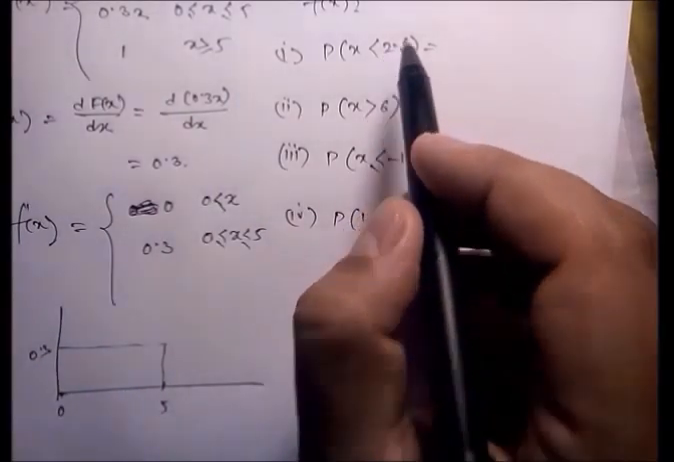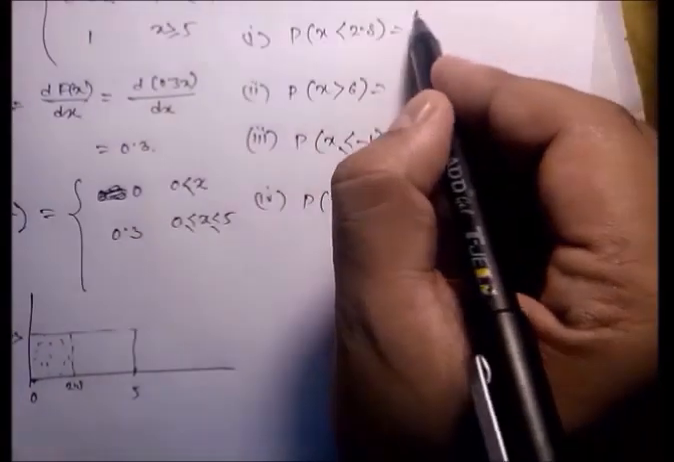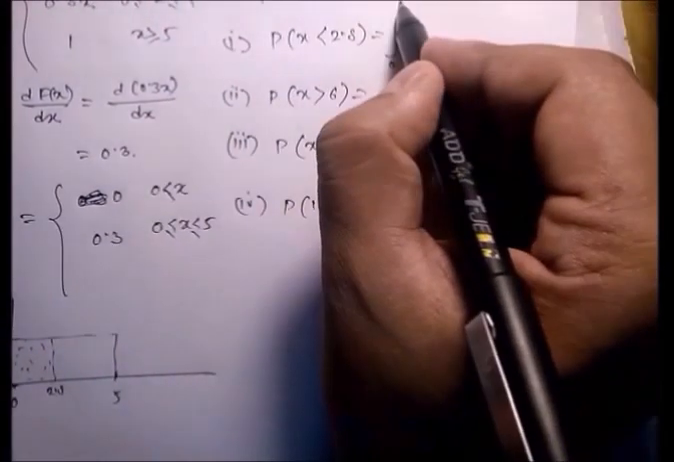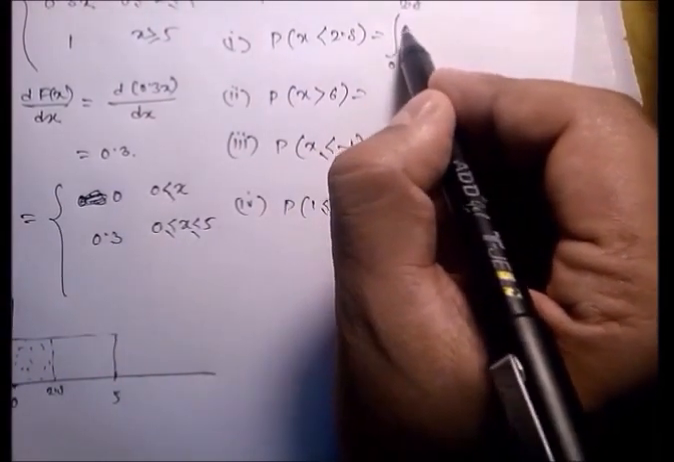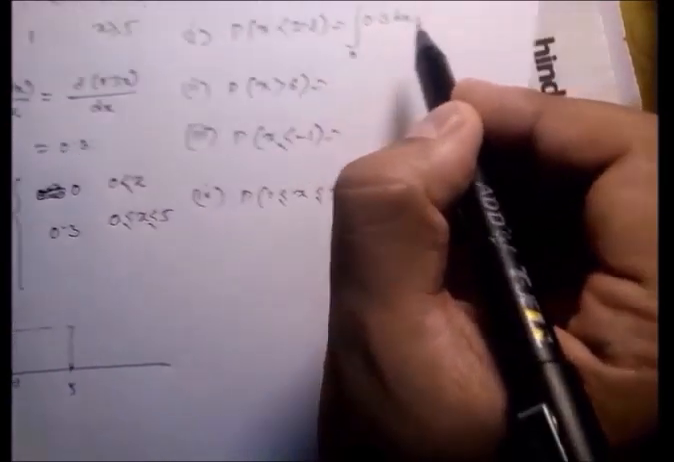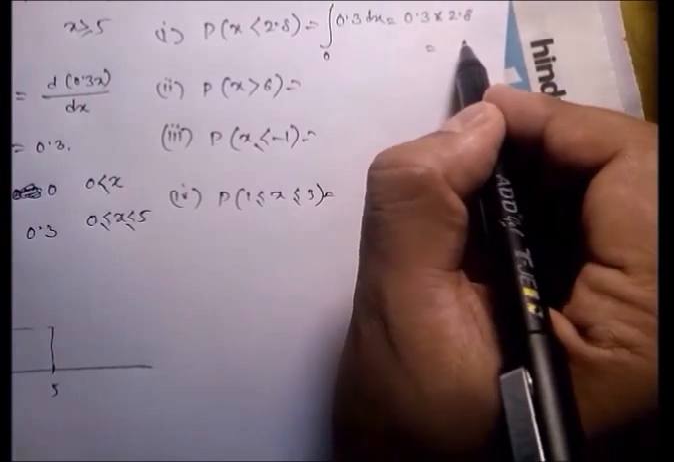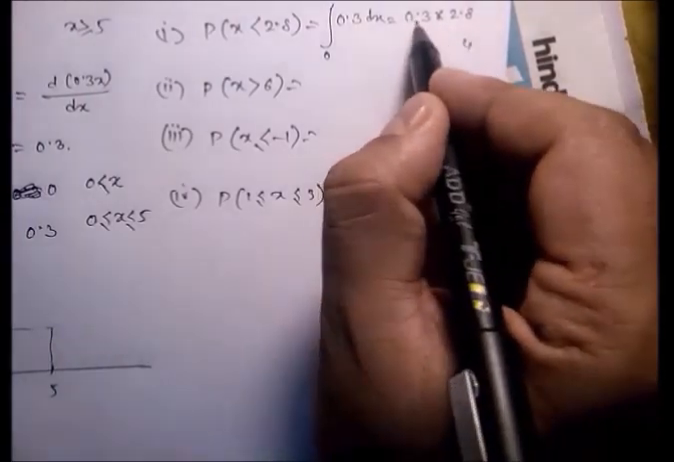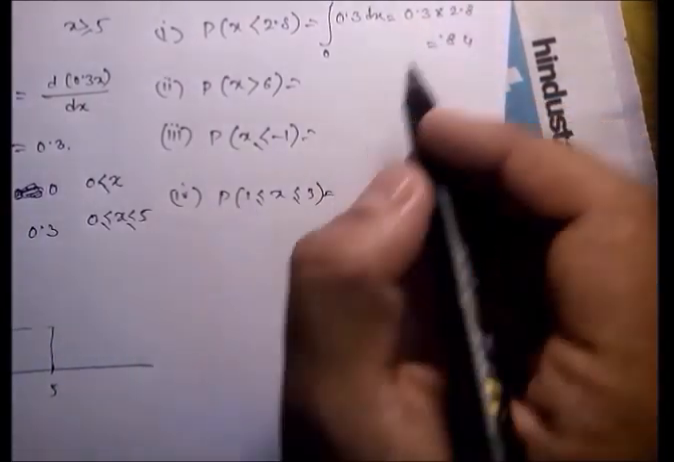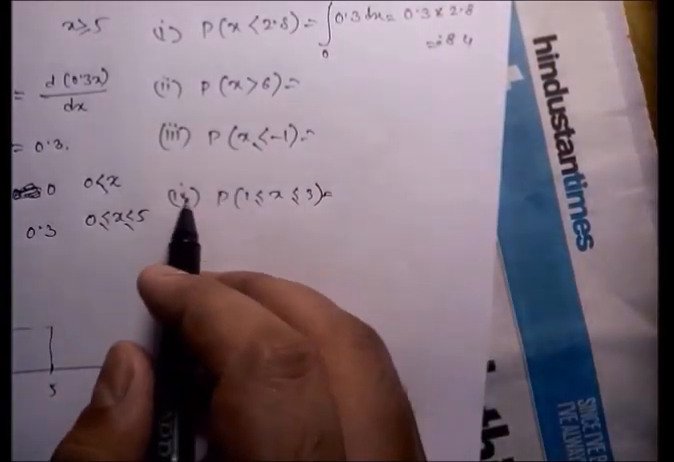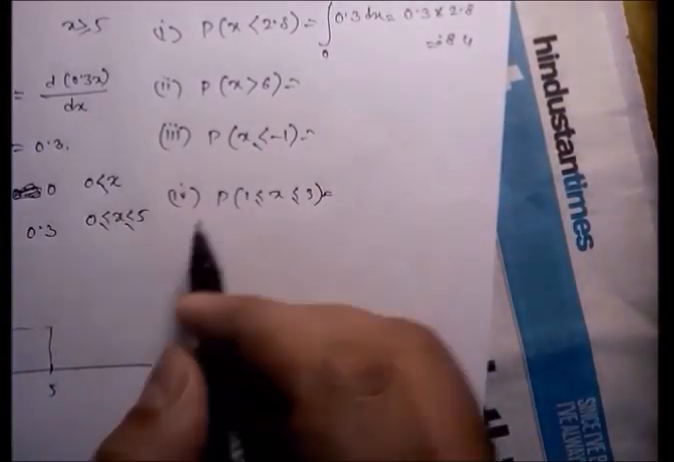Now, first is: less than 2.8. Less than 2.8 means we have to identify this particular area. So that means the integral from 0 to 2.8 of 0.3 dx. So 0.3 times 2.8 is 0.84. Okay, the answer is 0.84.